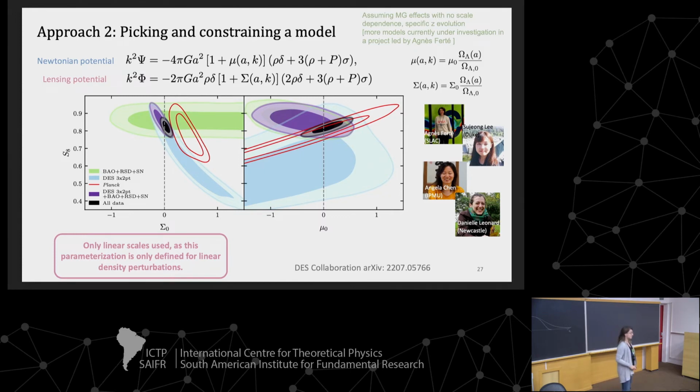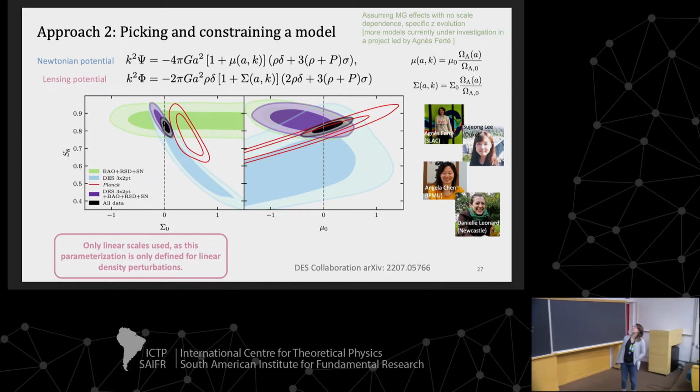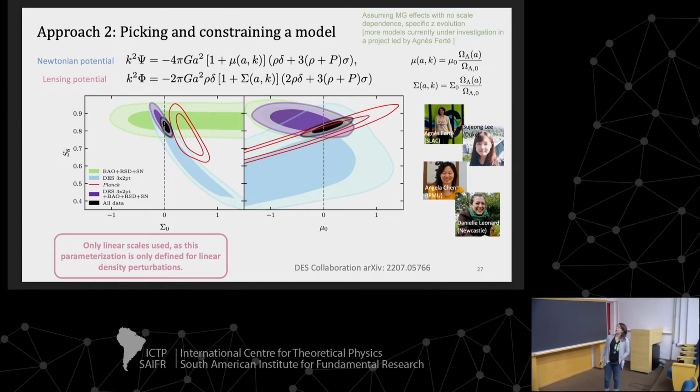Yes? Just a quick question. How many nuisance parameters do you have in this analysis? 25. The same 25? Yeah, it's the same as the lambda CDM analysis, just with these two extra parameters. Or there's 22. We changed to a simpler intrinsic alignment model, so we make some simplifying assumptions in a couple of the cases.